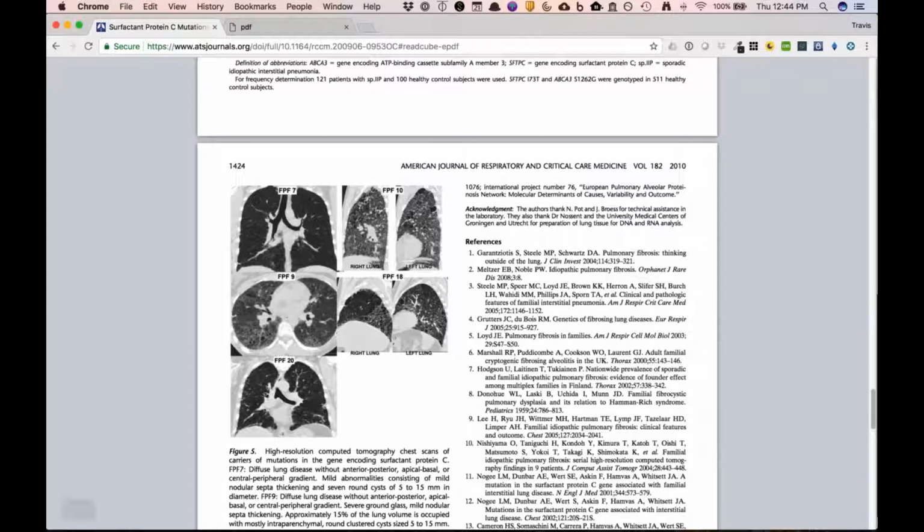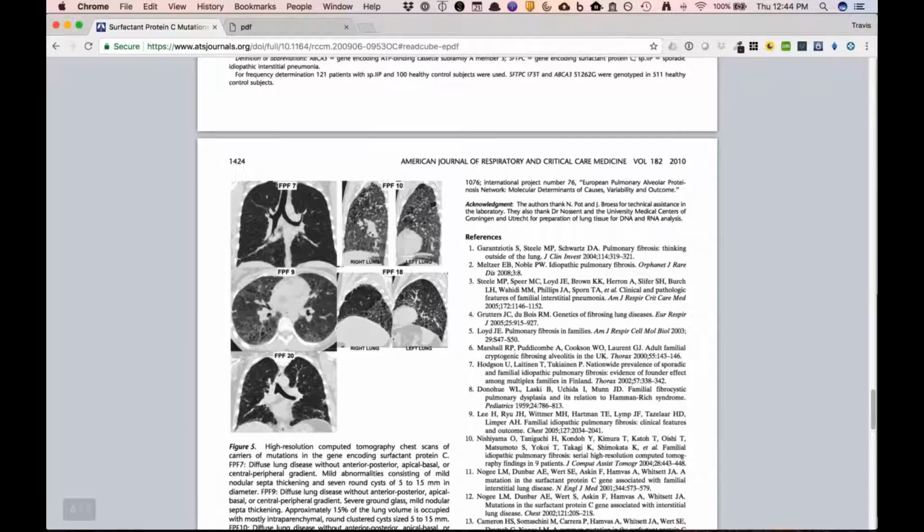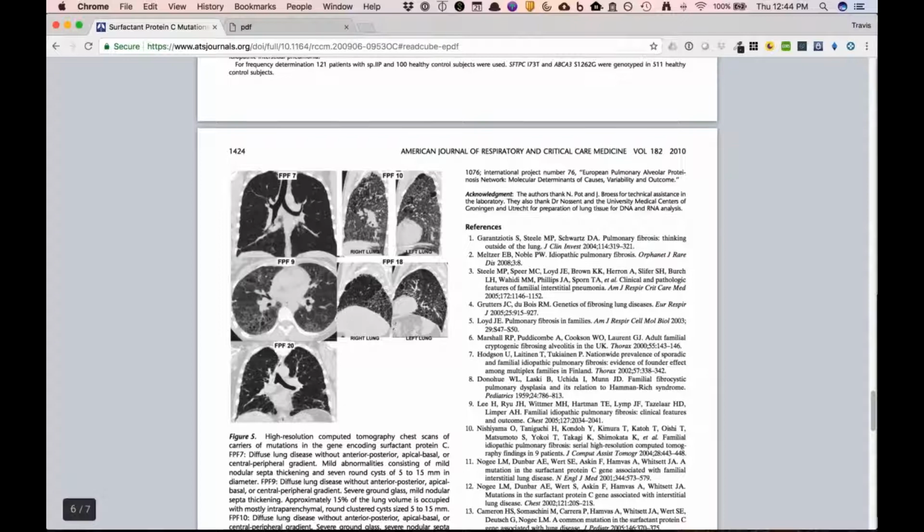Have you guys encountered these? I'm not aware of any of these. Have you seen Hermansky-Pudlak? I've only seen it in articles, and it does look like this.